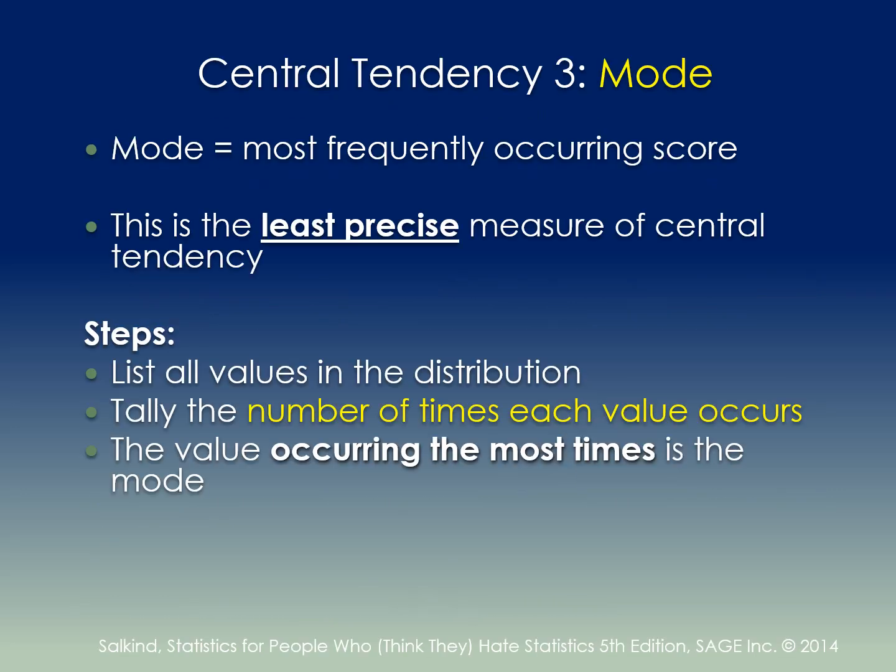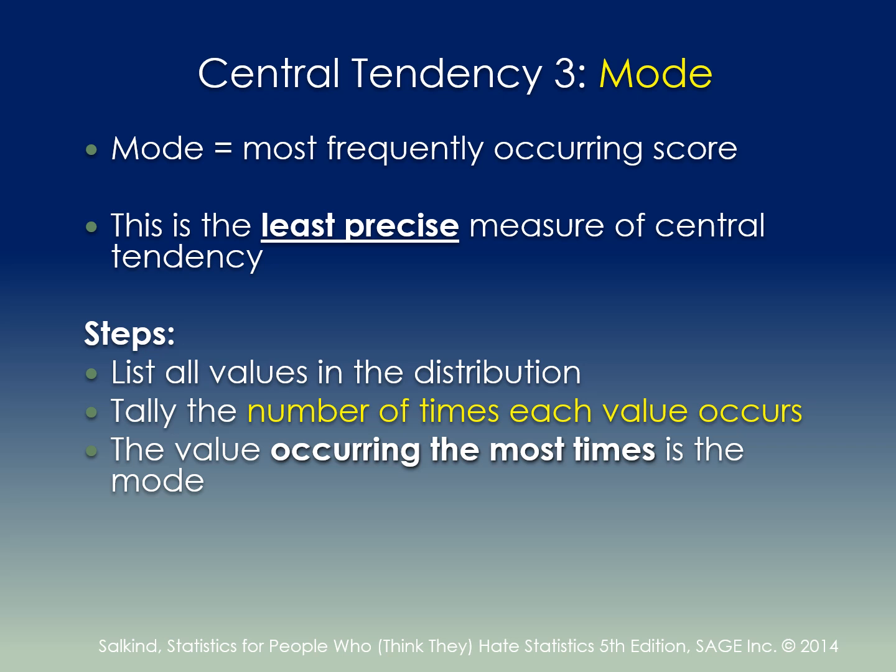So our last measure of central tendency is the mode. And the mode is the most frequently occurring score that you're going to see. It's also the least precise measure of central tendency. And I can tell you right now, you are rarely going to see the mode in the literature that you read. Journal articles that you read, you will rarely see the mode. I think I've seen it once, maybe twice. That's about it.